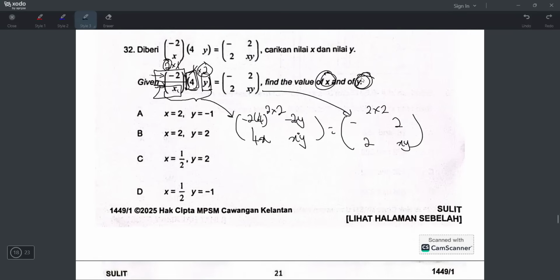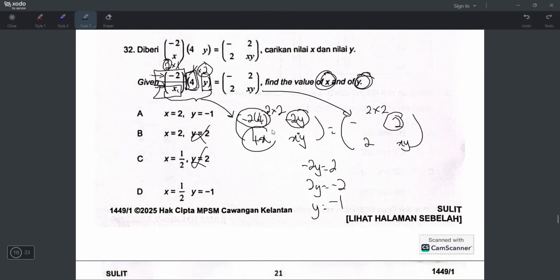I'm trying to find x and y. When you compare, negative 2 times 4 is negative 8, right? But they never wrote a number for this one here, so I will not compare it, because it doesn't help me get x and y. But I can compare this number with this number, making sure you compare the corresponding elements. So negative 2y equals 2, and you can find your y. First you move the negative, so it becomes negative 2 divided by 2, which is negative 1. So B and C are confirmed wrong. It's either A or D.